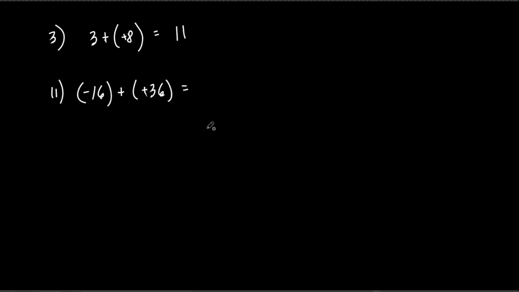What's 36 minus 16? 20. And what's my sign going to be? Why? Because 36, the higher number, is positive. That's right. The higher number is positive. So that's a positive 20. Okay? And that would be your answer right there. So it is 20. Everybody good? Okay.